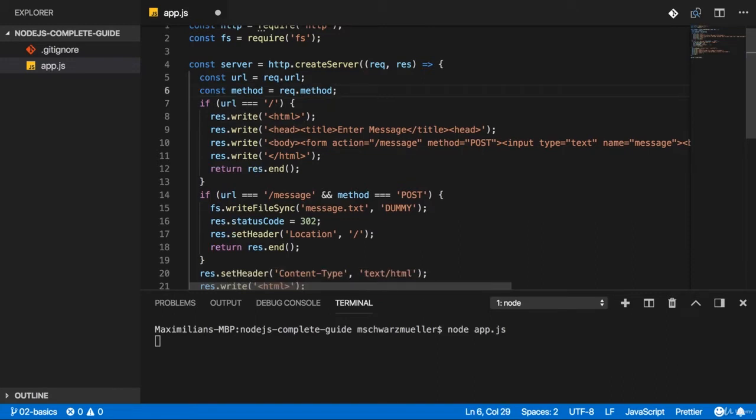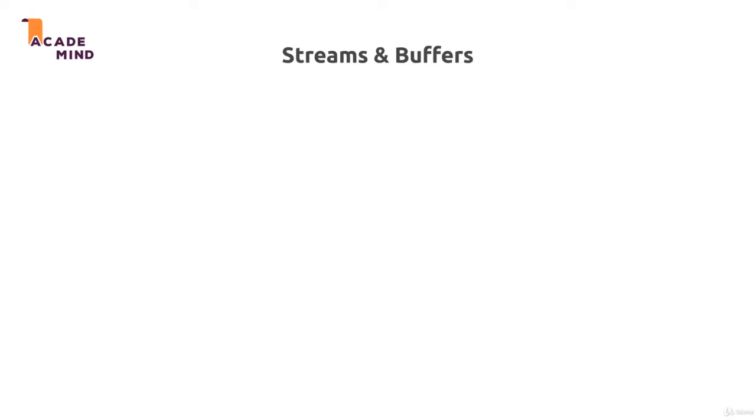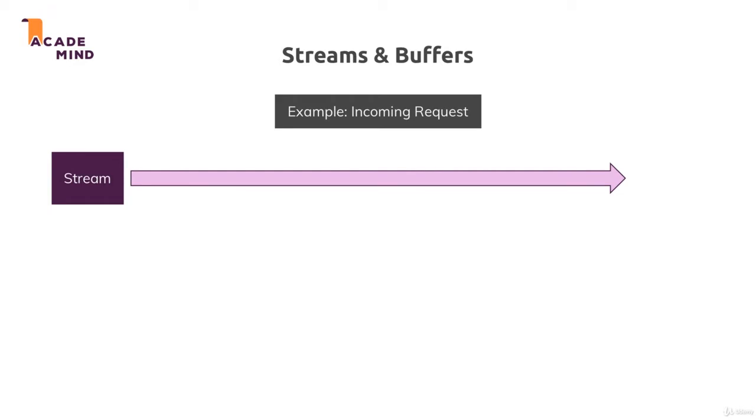Instead, the incoming data is basically sent as a stream of data. That is a special construct JavaScript in general knows, but Node.js uses a lot. Now, what is such a stream of data, though? There is a connected concept, buffers, and we'll have a look at both here. So let's take our incoming request as an example. There also are other streams, like for example, when working with files, but let's stick to requests here. Our stream here is basically an ongoing process.